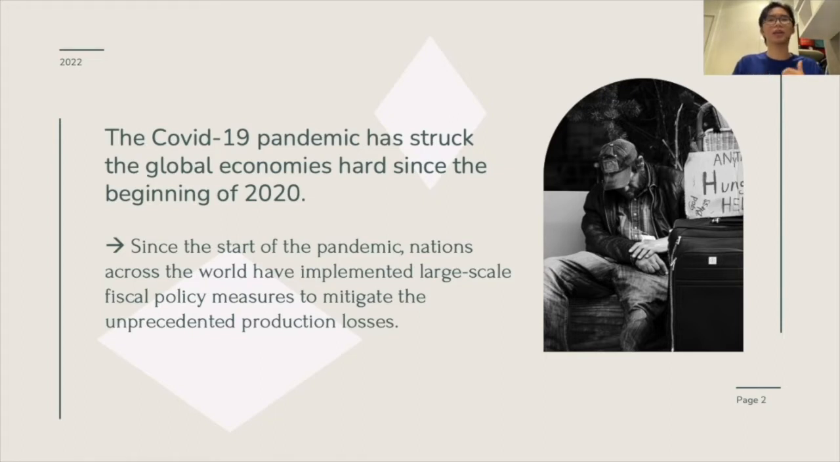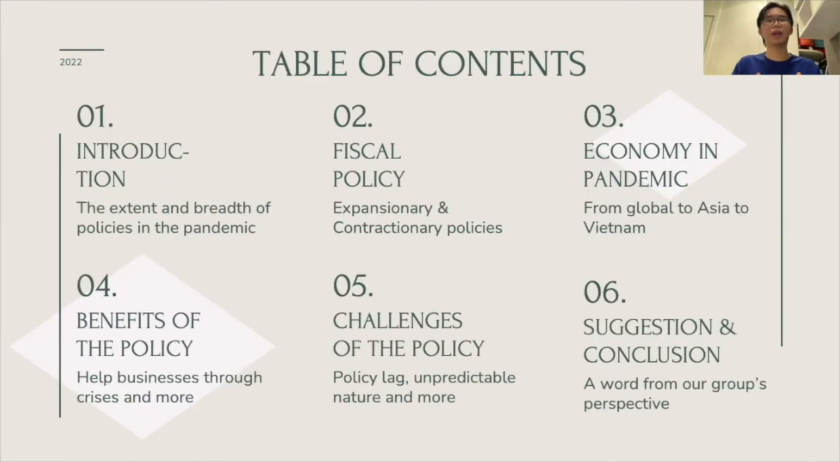This policy includes government spending and tax credit, and we will examine the effect of this policy on societies and the economy as a whole. Now, I will go through today's agenda. First, we will explain different types of fiscal policy, then an overview of the economy during the pandemic. Next, we will come to the benefits and drawbacks of the policy, and lastly, our point of view and conclusion.